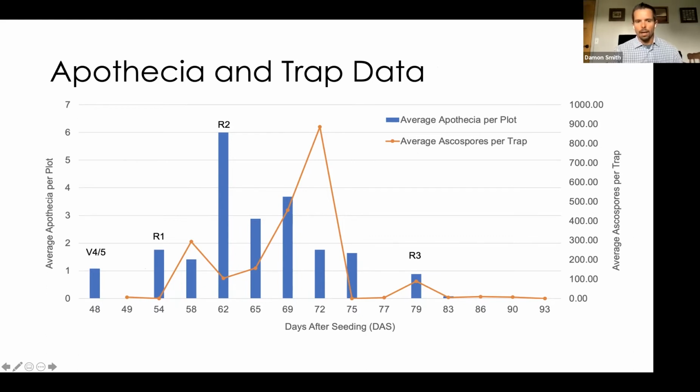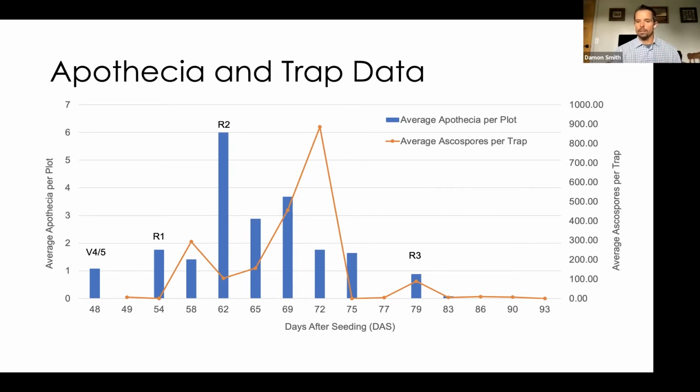You can see we get a nice increase in the number of apothecia over time in those plots, and then a subsequent increase in the average number of ascospores, or spores that we catch. And you can see as the number of apothecia start to decline, we get a nice corresponding response in that we don't catch ascospores on those traps again. And so what we try to do is understand that biology. What are the weather parameters that really influence the development of that particular mushroom?